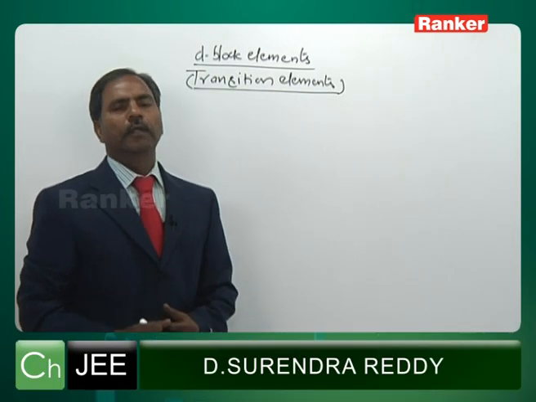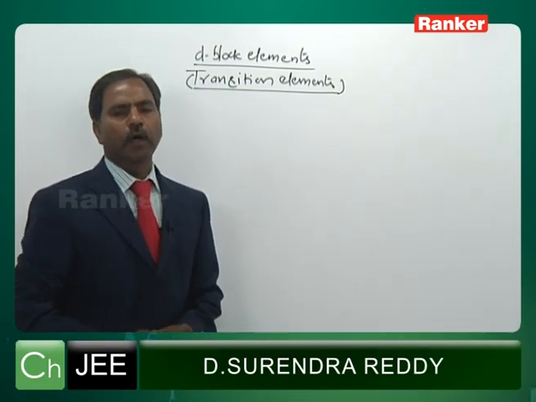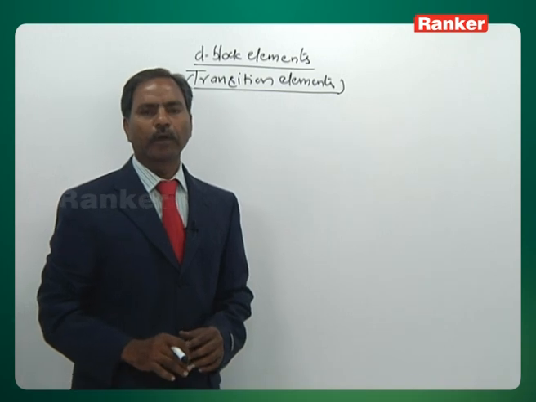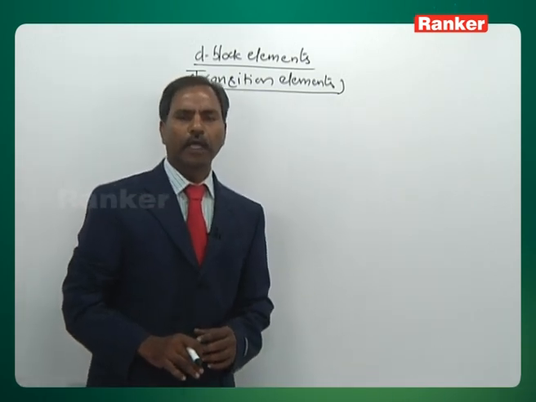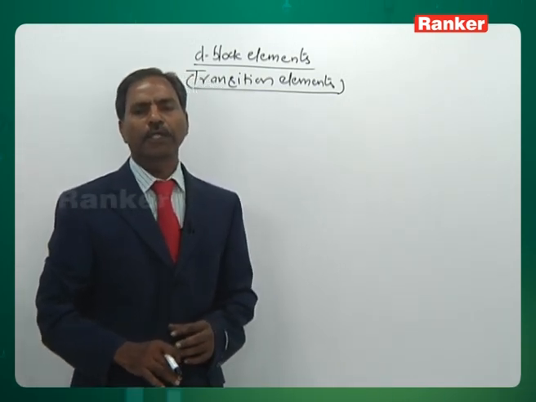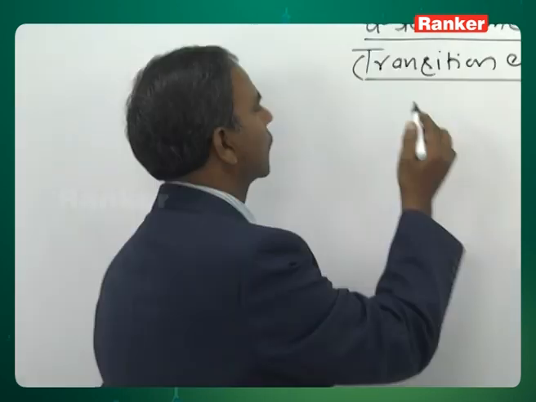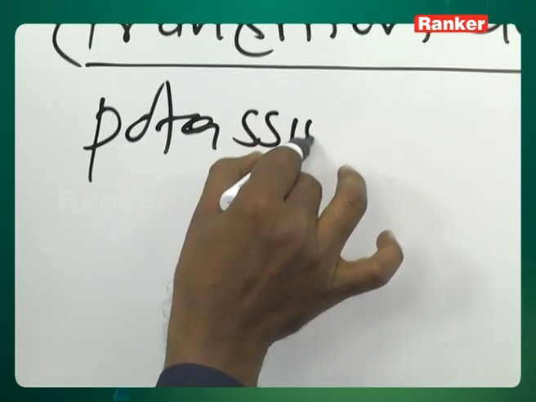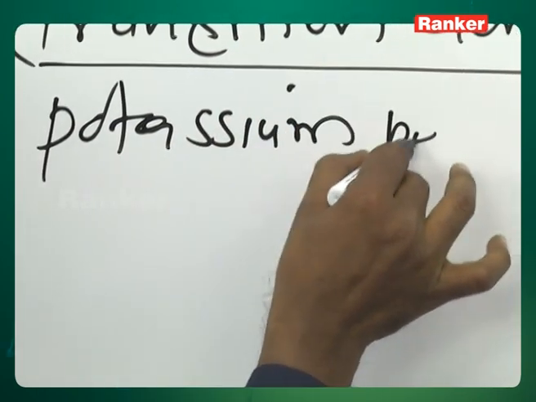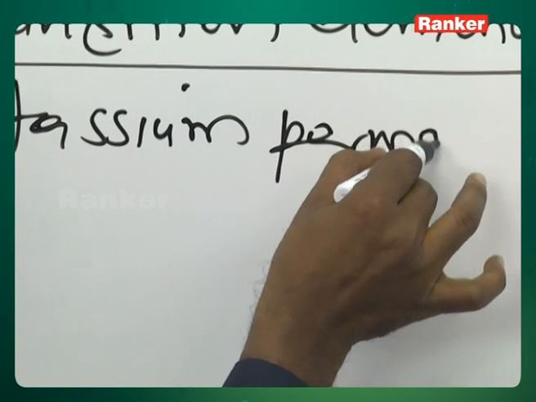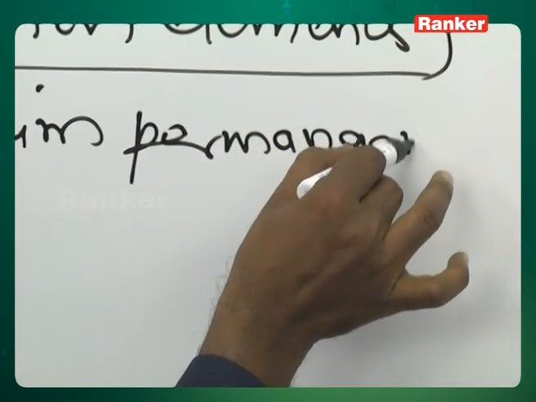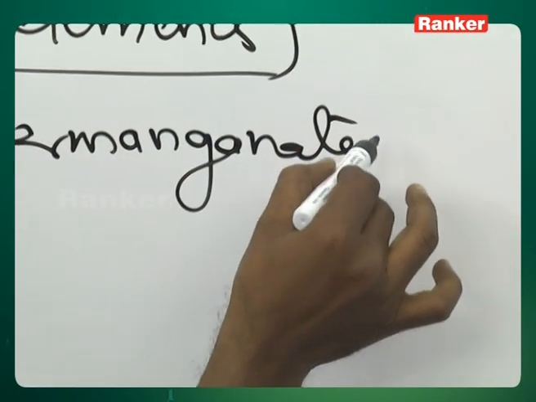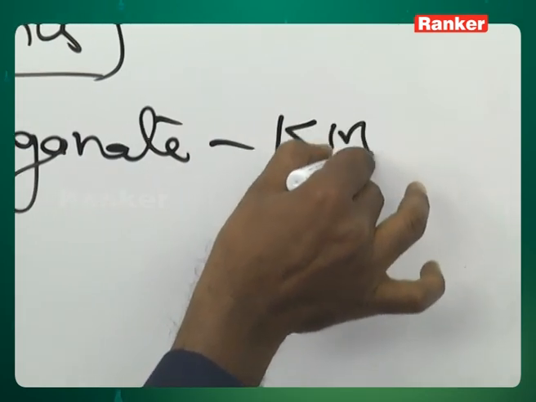Hello students. So today we will discuss how to prepare potassium permanganate and potassium dichromate. Let us see first potassium permanganate. Potassium permanganate, KMnO4.